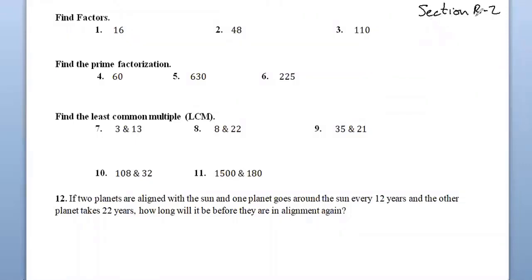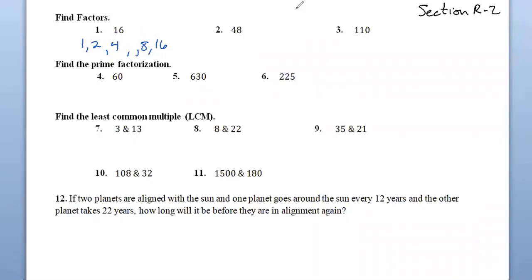Here we are in section R-2 with numbers 1 through 12. It says find the factors of these numbers. Number 1, 16. So finding the factors, finding everything that goes into it. We first start with 1. 1 times 16. 2 times 8. 3, no, 4. 4 times 4. Oh, that's all of them until they meet in the middle.